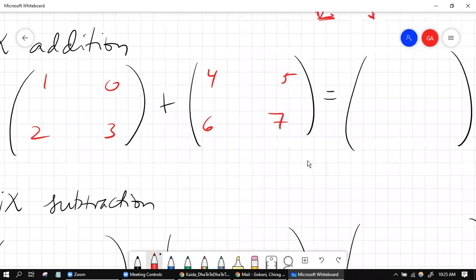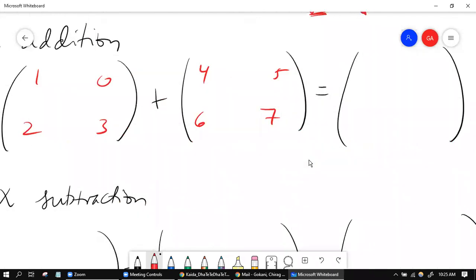Wouldn't you add the 1 to 4, then 0 to 5, and then 2 to 6, and then 7 to 3? Yes, that is exactly how it goes. Corresponding numbers. This is the first row, first column. This is the first row, second column. This is the second row, first column. This is the second row, second column. You add the first row, first column with this first row, first column, the first row, second column with this one, and so on. So you just add the corresponding numbers and your dimensions are preserved.